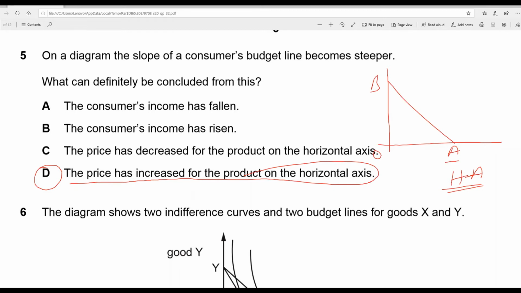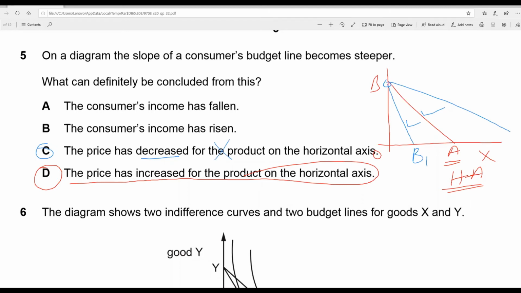If the price of this product, which is product X, increases, then what will happen? The budget line will shift like this. On the y-axis it will remain the same, but on the x-axis it will move inward from AB to AB1. So it was relatively flatter, and now it has become steeper. So D is the correct answer. In all other cases, for example option C, if price decreases, then it will become even flatter, so it cannot be the correct answer.